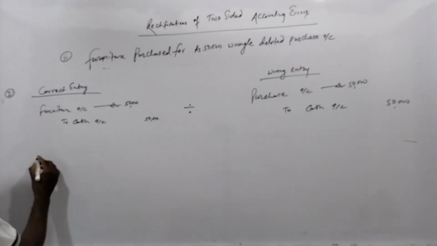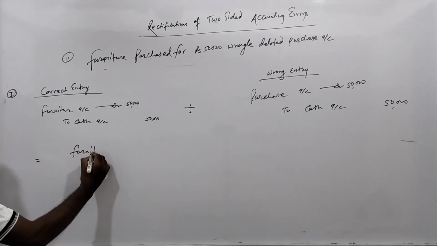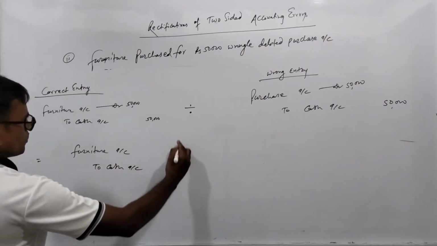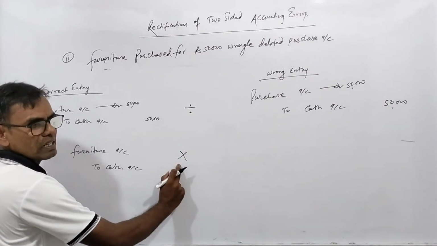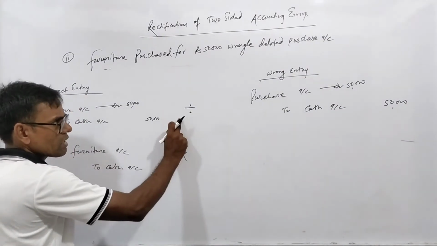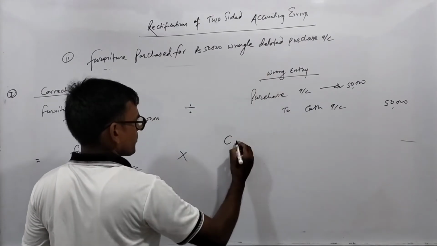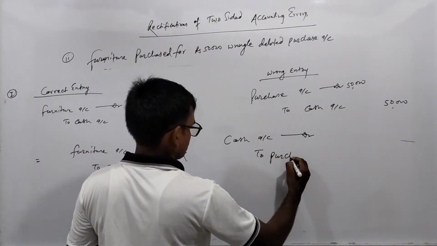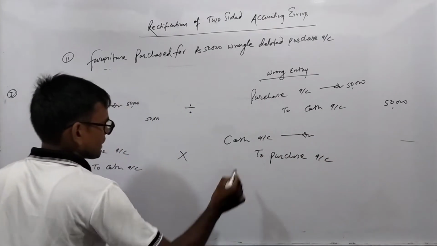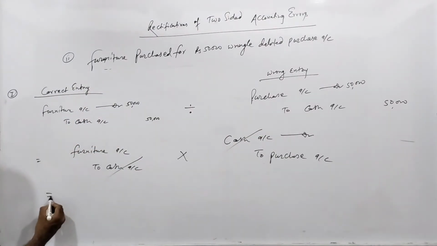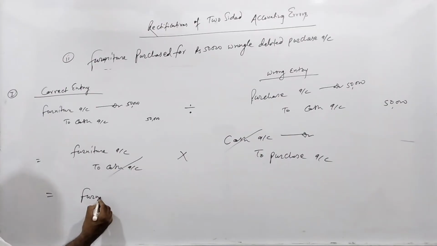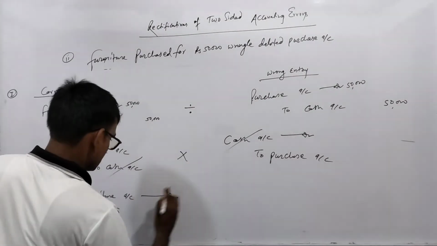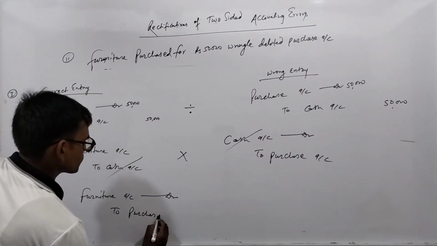Here is the divide. You see, furniture account debit to cash account: you change the divide into multiply, and when it changes into multiply, the wrong entry will be inverted. Cash account DR to purchase account, to purchase account. You see that the cash account cancels, and what will be remaining there? Furniture account DR to purchase account.